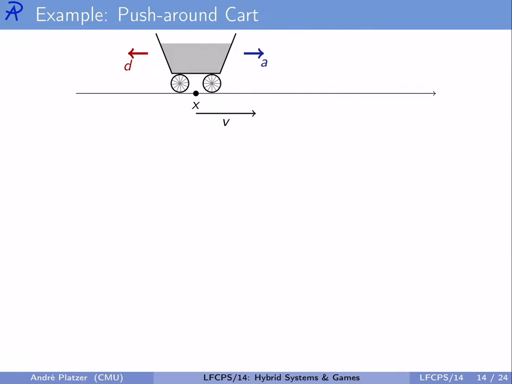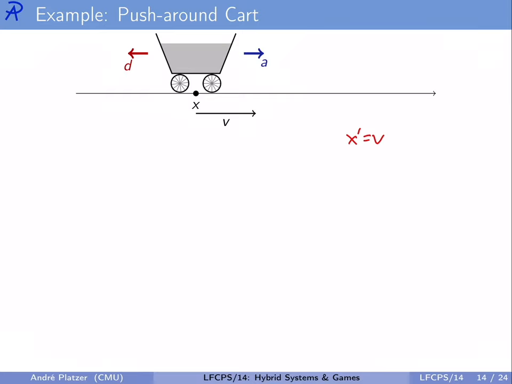How can we describe this as a hybrid game? Well, certainly the position will be changing with velocity V. That's the differential equation we already understand. X prime equals V. Let's just write that down right away. X prime equals V.